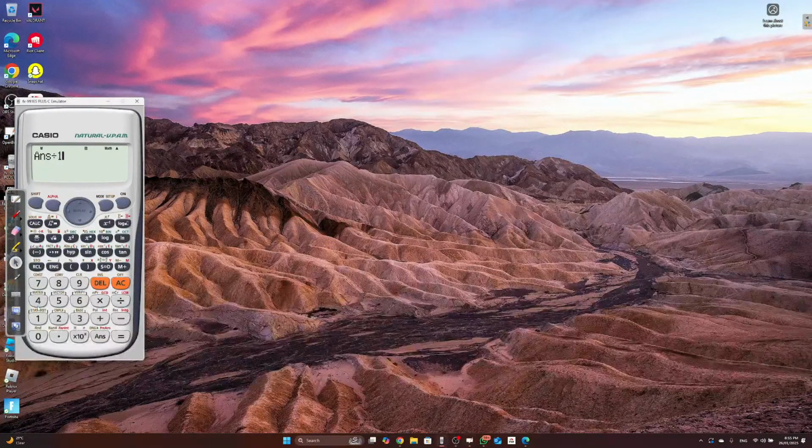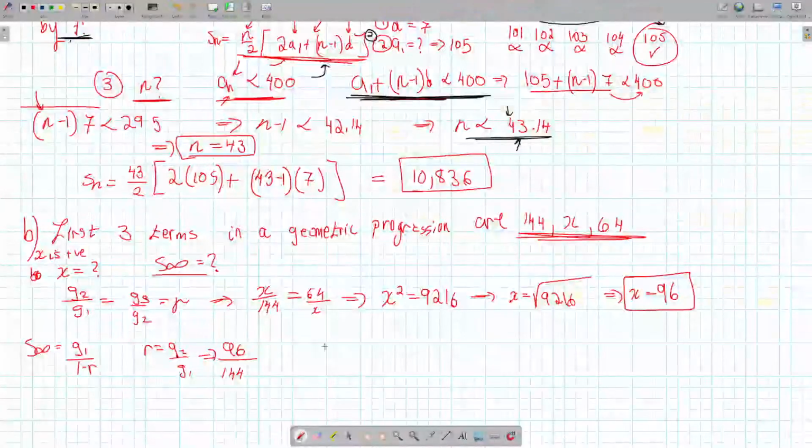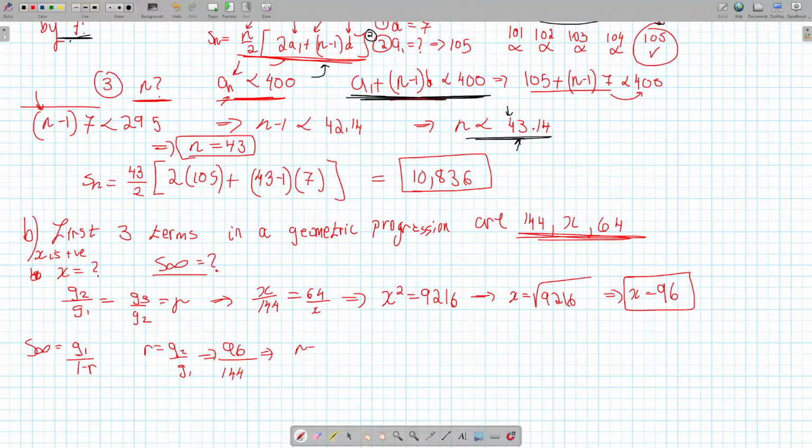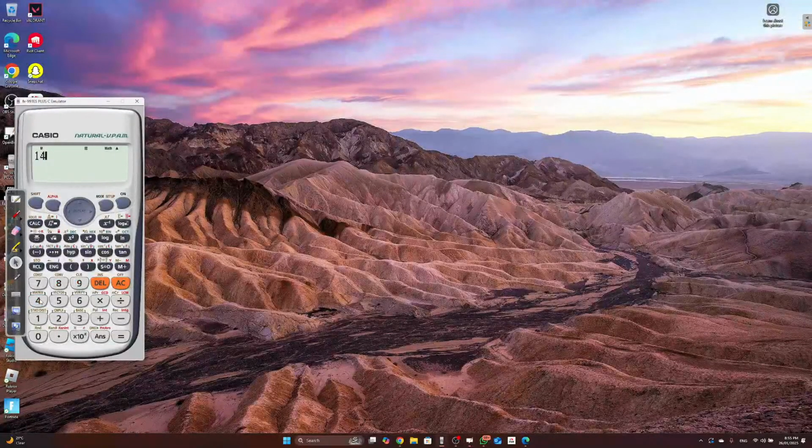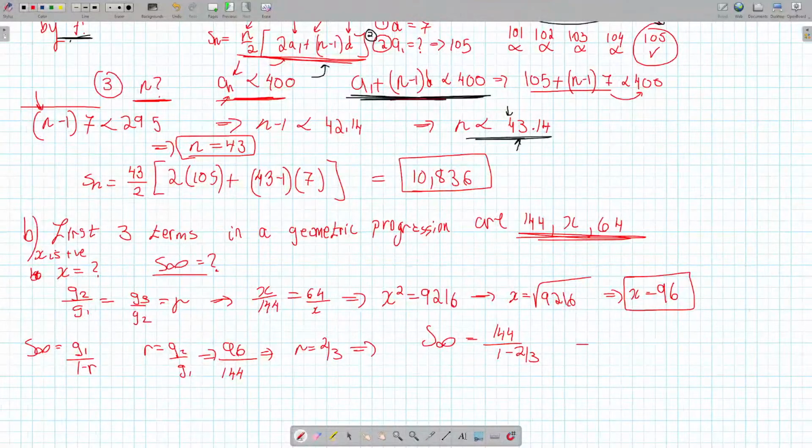Let's do it divided by 144, and you're going to get r is equal to 2 over 3. So the sum to infinity is going to be equal to g1, 144, over 1 minus r, so 1 minus 2 over 3. Let's do it on our calculator. 144 divided by this, you're going to get 432. So the sum to infinity is 432.